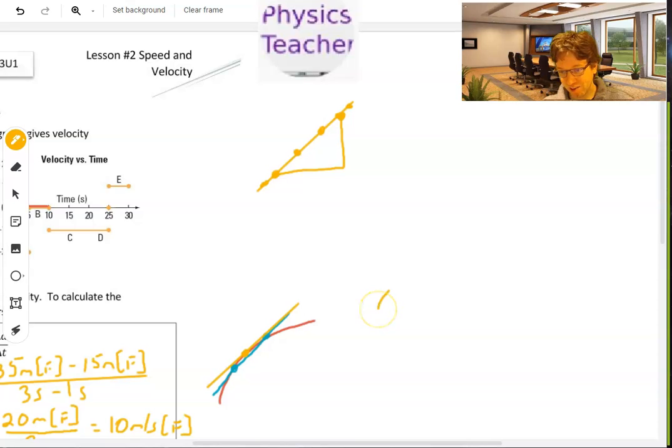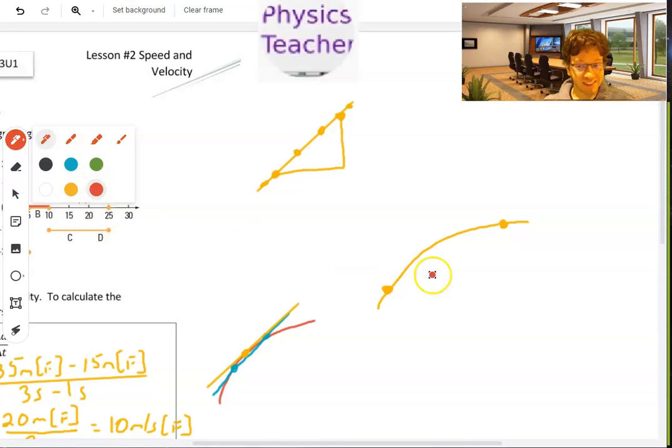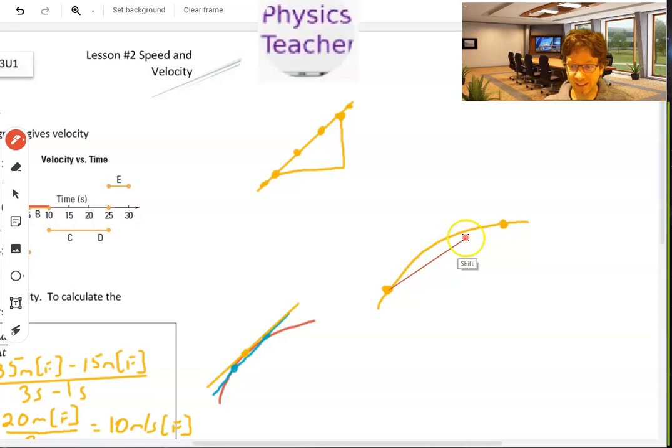So let's say you're doing this, and you wanted to try and find your average velocity between, let's say, this point t1 and this point t2. Well, your average velocity, you would draw a secant, which would be a line connecting t1 and t2. So that is your average velocity, would be the slope of that secant.